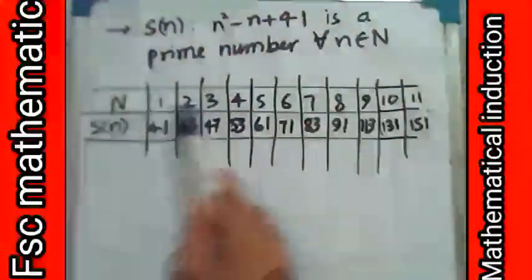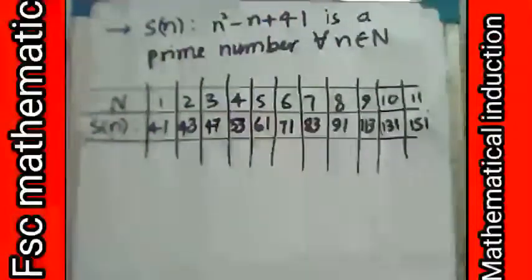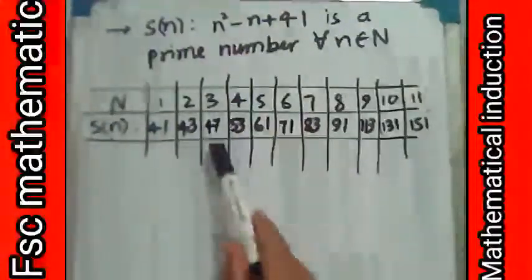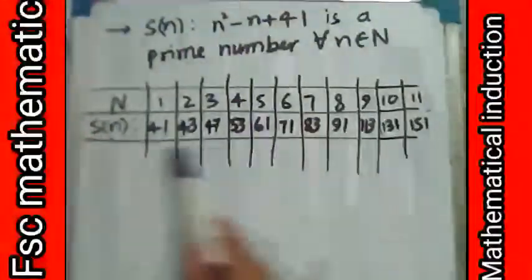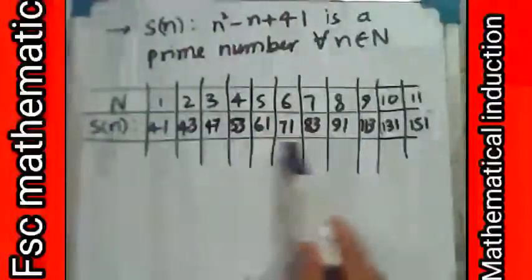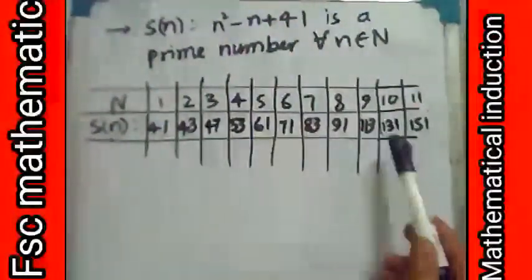So we substitute 1, 2, 3, 4, 5, 6, 7, 8, 9, 10, 11, and keep on substituting values. We find the outputs 41, 43, 47, 53, 61. We know all these numbers are prime numbers. Everyone knows 113, 131, 151 are prime.